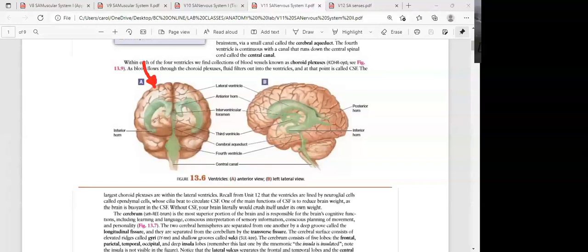The first two and larger ones that we have are going to be the lateral ventricles. This is the first lateral ventricle, and this is the second lateral ventricle. We have other ventricles, which is going to be this one. This is going to be the third ventricle. And another one right here, which is going to be the fourth ventricle.